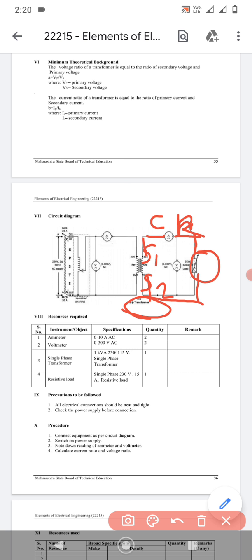Okay, then for measuring the secondary side voltage, we have to connect this voltmeter in parallel of the load, and the range terminal of this voltmeter is connected to the second terminal of this load. Okay, thus our connection is done as per the circuit diagram.